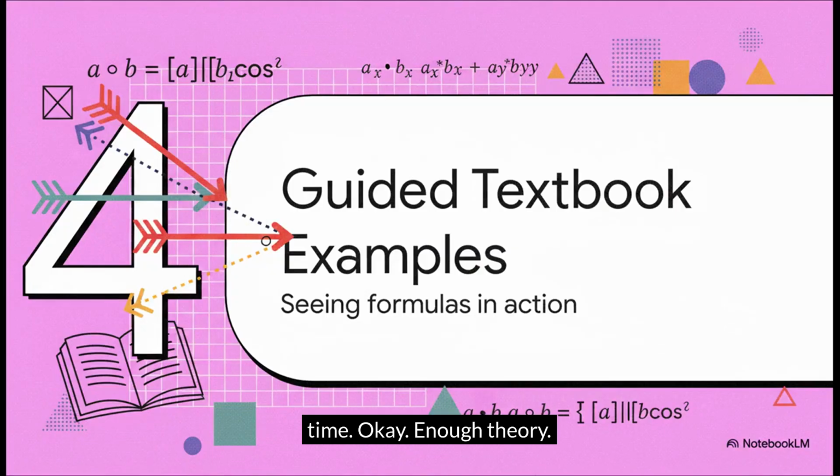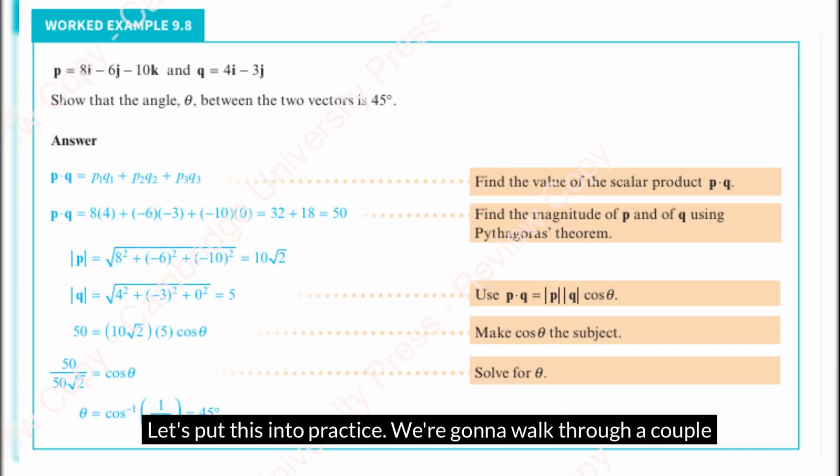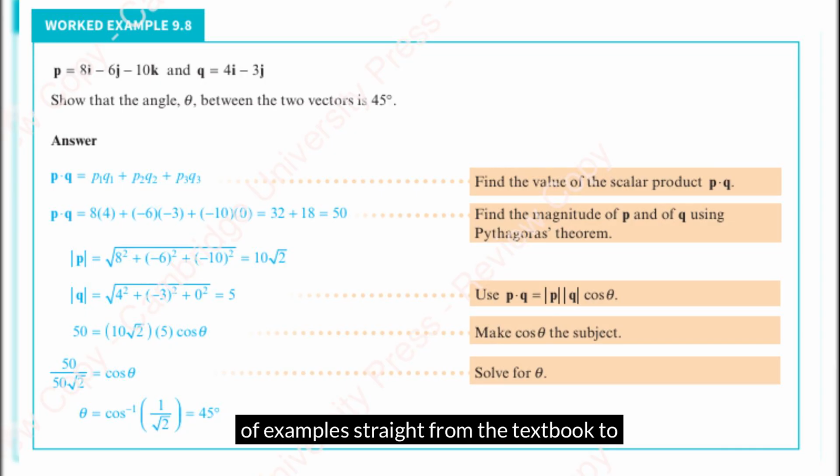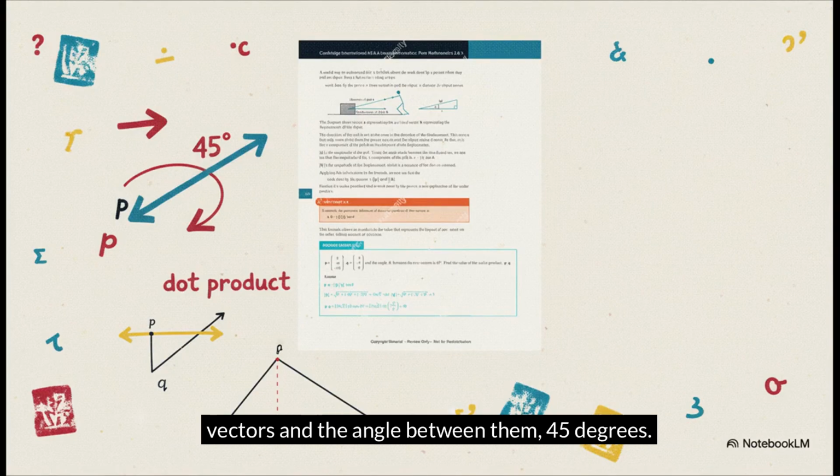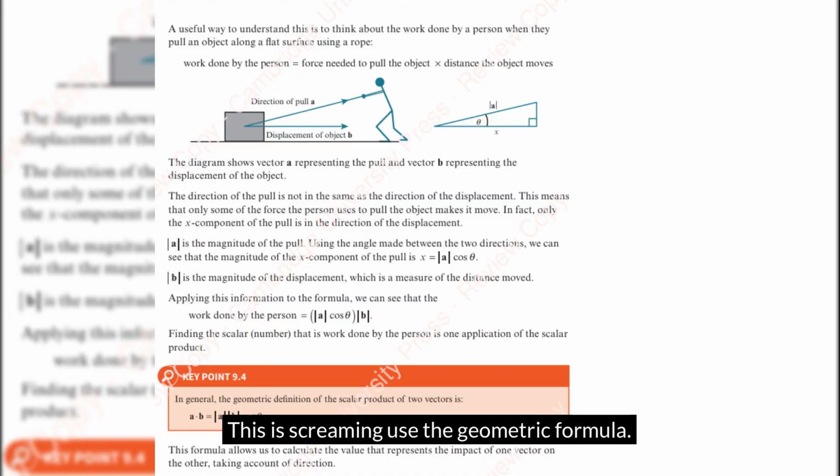Okay, enough theory. Let's put this into practice. We're going to walk through a couple of examples straight from the textbook to see how all this stuff actually works. So for this first one, look what they give us. The lengths of the vectors and the angle between them, 45 degrees. This is screaming, use the geometric formula. So we just plug in the numbers. Magnitude of P times magnitude of Q times cosine of 45. And boom, there's our answer.